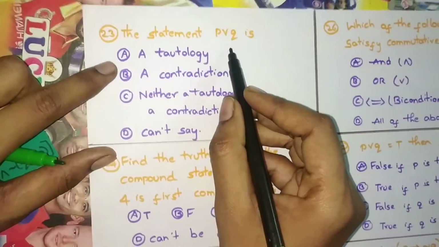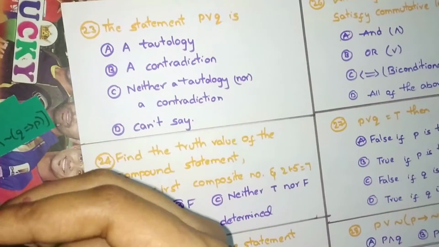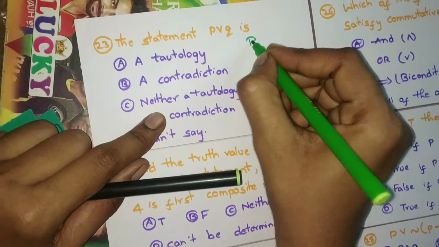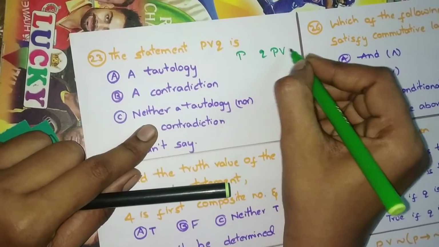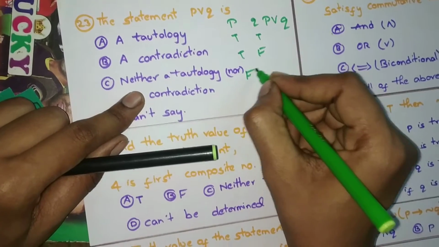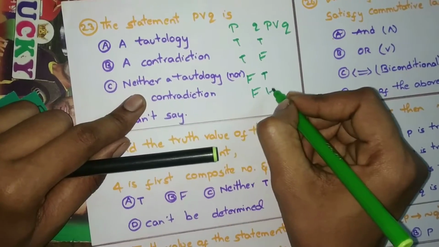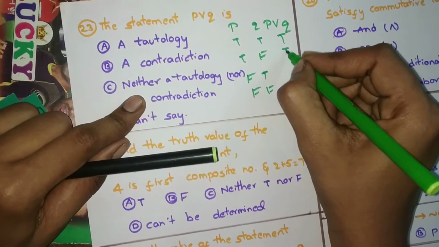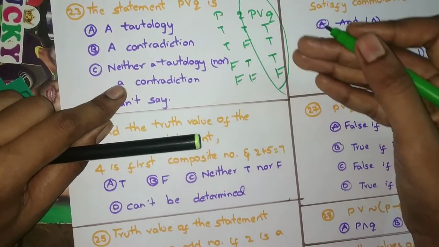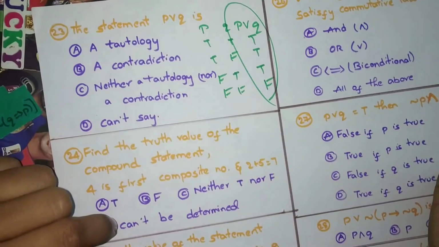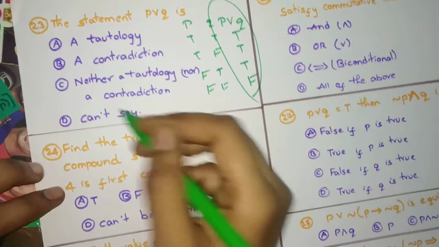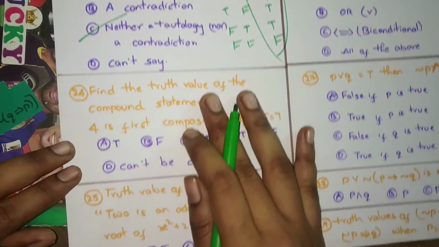Now see this 23rd question. The statement P union Q. Now see, P union Q means P union Q. What are the truth values? True, true, true, false, false, true, false, false. It will become true, true, true, false. So here it contained true, and it contained false. So it is not a complete tautology. It is not a complete contradiction. So it is neither a tautology nor a contradiction.